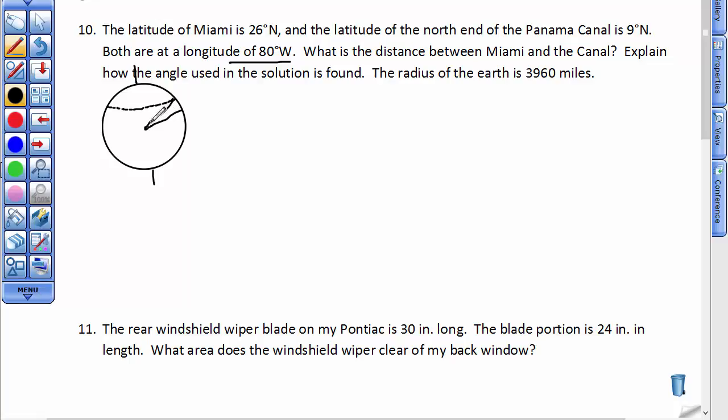So what we're going to work with is this piece of pie right here. Kind of wish they were straight lines. But one was at 26 degrees and one was at 9 degrees. And the difference between 26 and 9 degrees is 17 degrees, right? 17 degrees. So what's the distance between Miami and the Panama Canal?